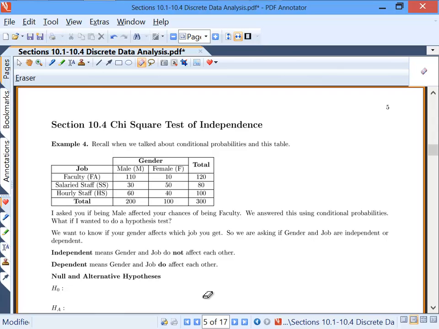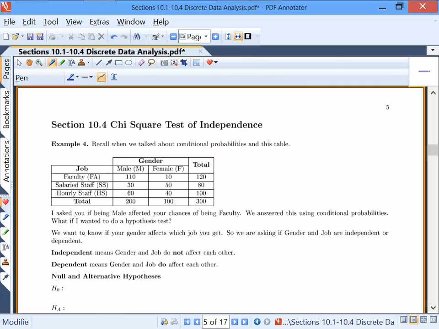So at one point we have looked at this table. Remember we were talking about your gender and your job, and we wanted to know if your gender affected your job, and we looked at conditional probabilities to see. And so what if we wanted to do a hypothesis test to answer the same question? So we want to know if your gender affects which job you get, so we're asking if gender and job are independent or dependent.